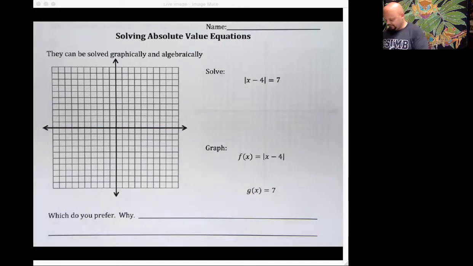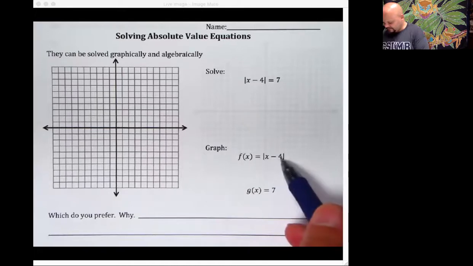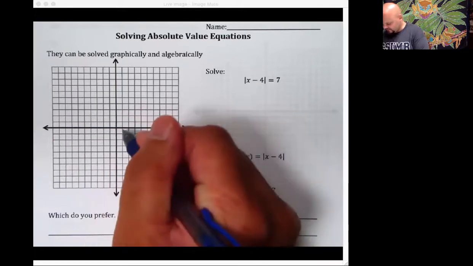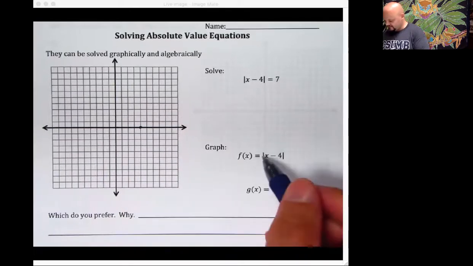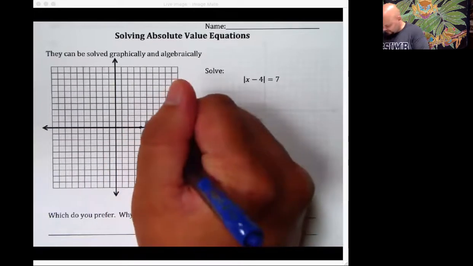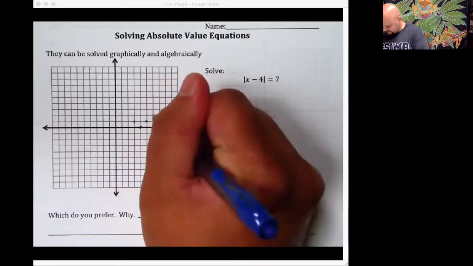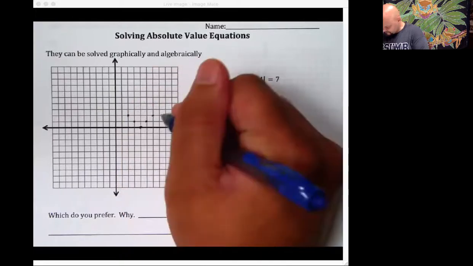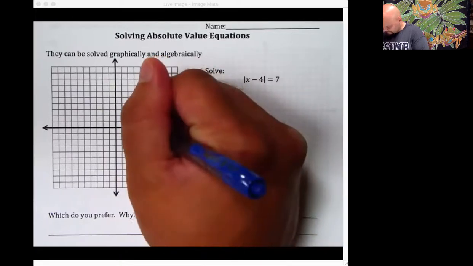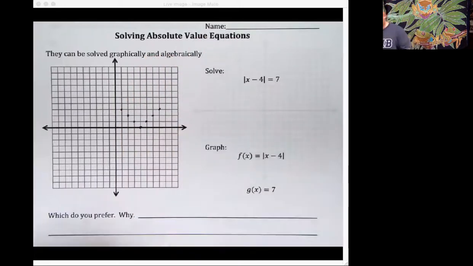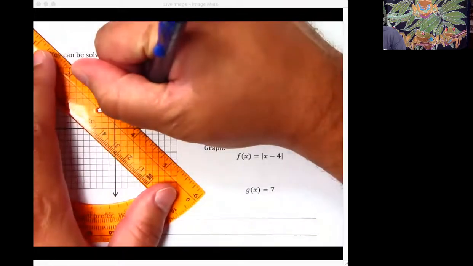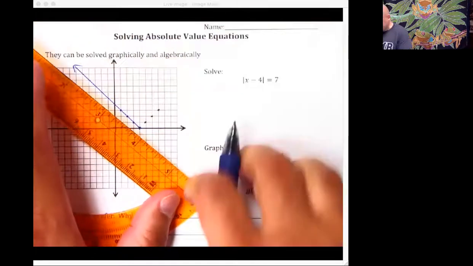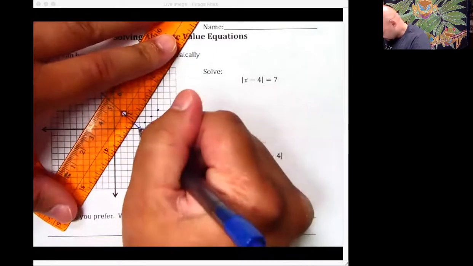So let's go. We've got x minus 4. That's going to move this right 4. 1, 2, 3, 4. Ding, right there. And then since there's nothing in front, we're going up 1 and over 1 in both directions. Then we'll make ourselves as straight a line as we can so that we can see where the line is going to touch the graph.